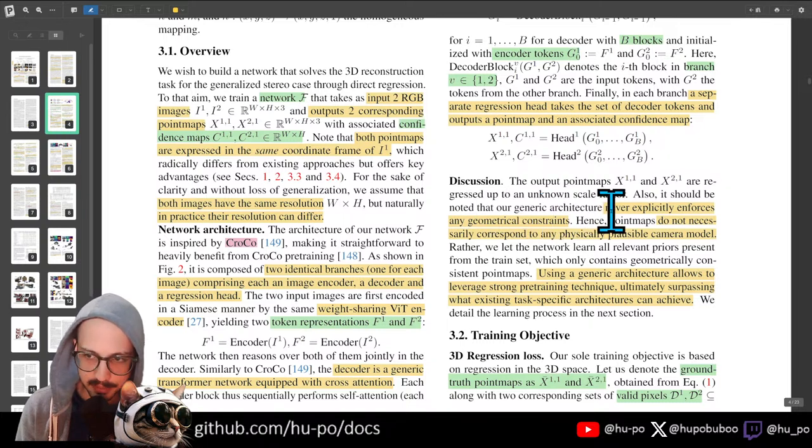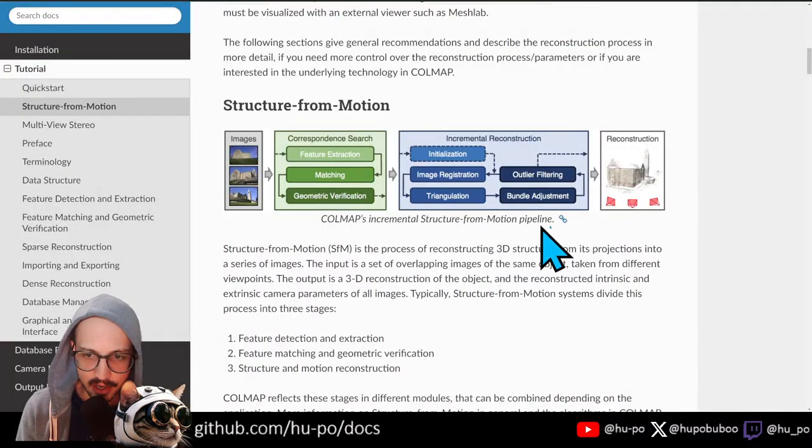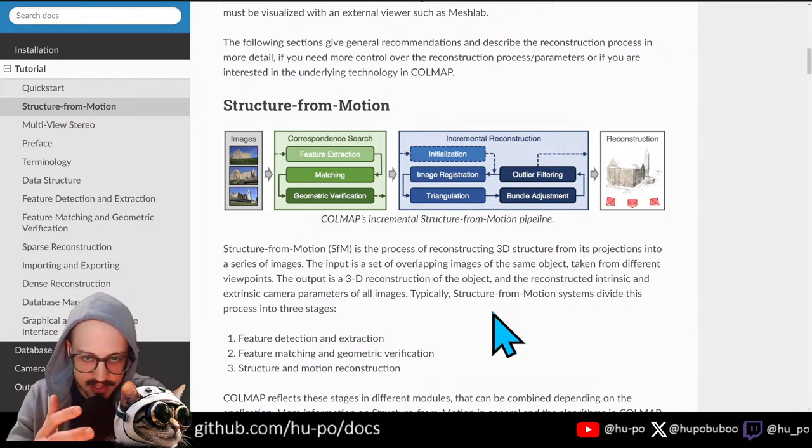Our generic architecture never explicitly enforces any geometrical constraints. Hence, point maps do not necessarily correspond to any physically plausible camera model. Using a generic architecture allows us to leverage strong pre-training techniques, ultimately surpassing what existing task-specific architectures can achieve. And this is really the story of deep learning, right? The story of deep learning is moving away from these over-engineered approaches. And I call them over-engineered not because the people that made them were stupid, because the people that made these things are very smart, but this boils down to the Rich Sutton bitter lesson again, right? Rich Sutton's bitter lesson is that humans will always try to add more constraints, more inductive biases, more ways of adding their intuition and knowledge into a specific algorithm so that it works better.